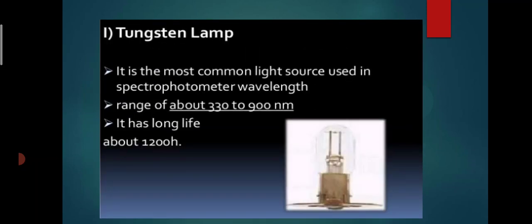First we go for the tungsten lamp. It is the most common light source used in a spectrophotometer. The wavelength range is about 330 to 900 nanometer. It has a long life of about 1200 hours.